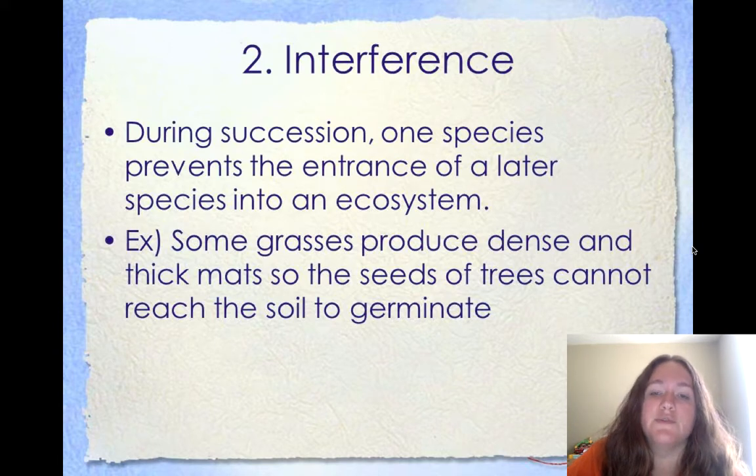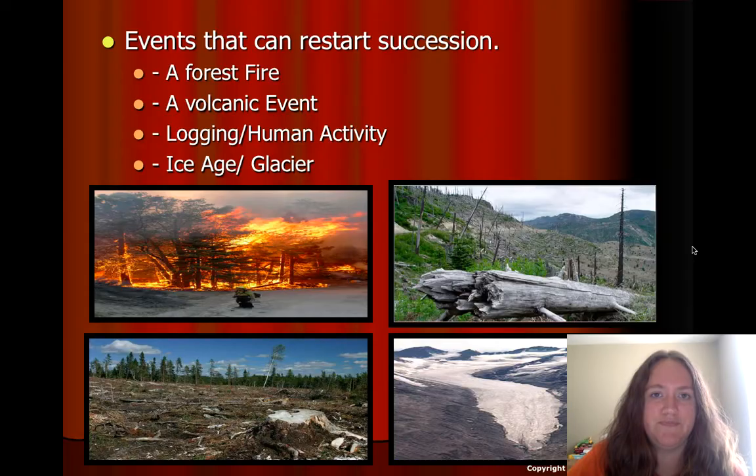Interference is the opposite. It's when one species prevents another from being able to come up into an ecosystem. So maybe a grass is going to produce dense and thick mats so that seeds of trees that are falling are not going to be able to germinate. So that would be interference.